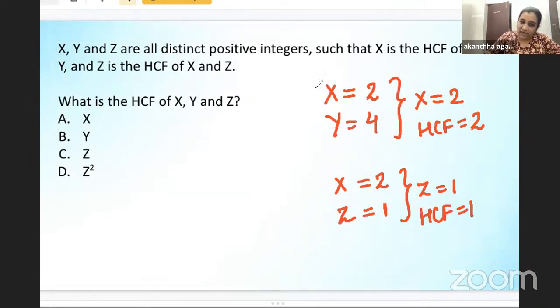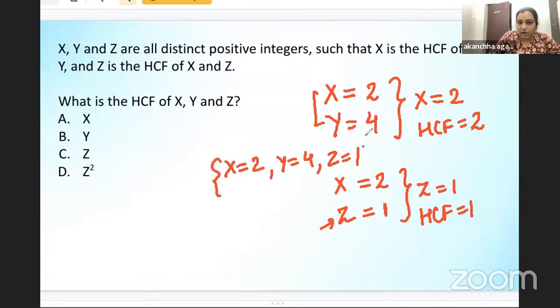Now they are saying if you take x, y, and z. So we have taken an example in which both the conditions are true. So from here we can take x as 2, y as 4, and z as 1. Now can you tell me what will be the HCF of x, y, and z? Can anyone answer? Let me see. Yeah, Farheen, and we have a few more answers. Tejaswini did. So it's correct that C is the correct answer, which is z. I hope the explanation is also clear to you.